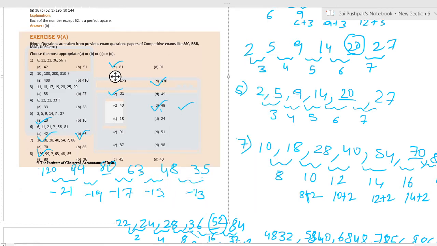48 to 63, the difference is 15. So 63 minus 15 is 48. So if you see, there's an increase of 2 every time. So 63 plus 17 is 80. 80 minus 17 is 63. 80 plus 19 is 99. So 99 minus 19 is 80. So that's how. The difference here is 2 every time.